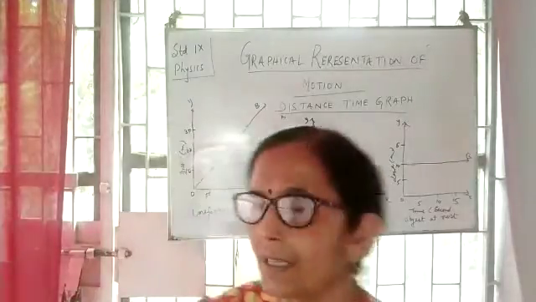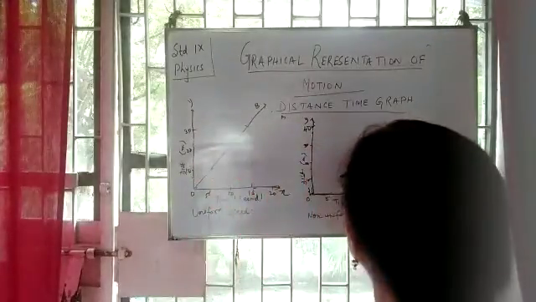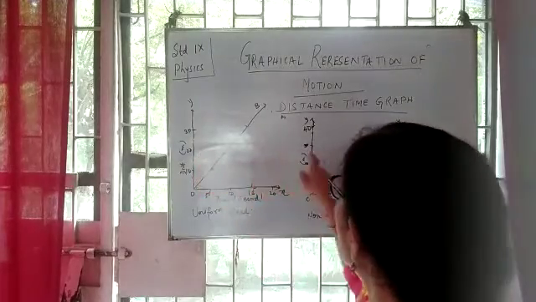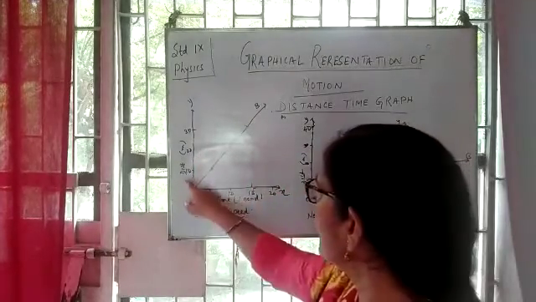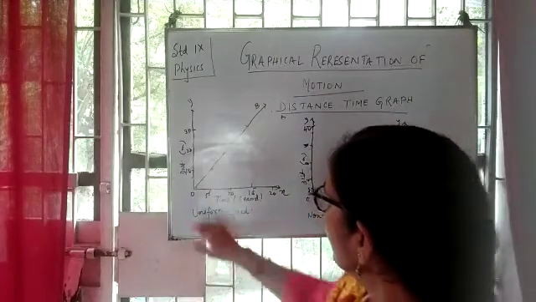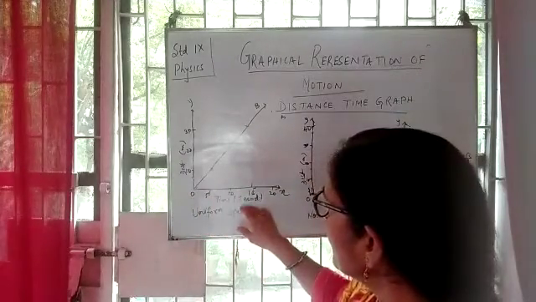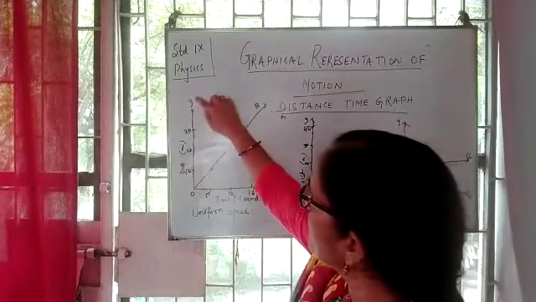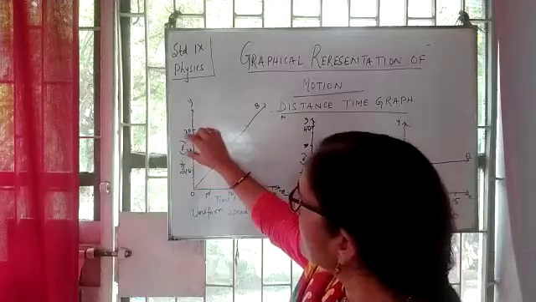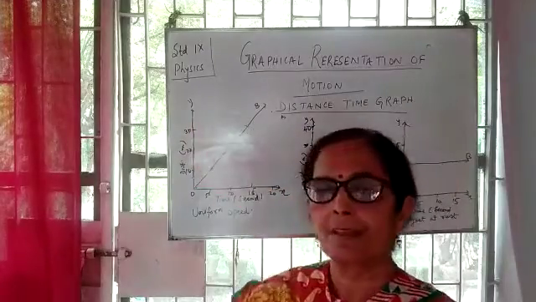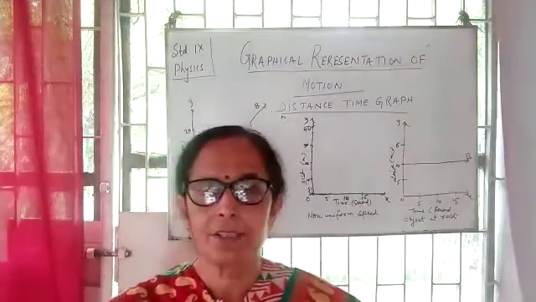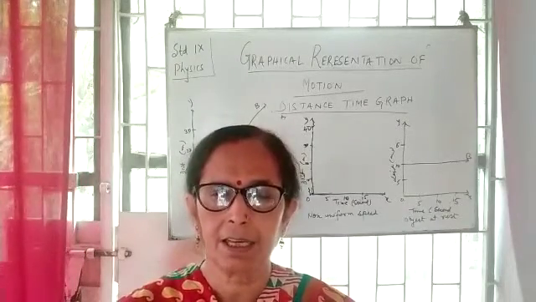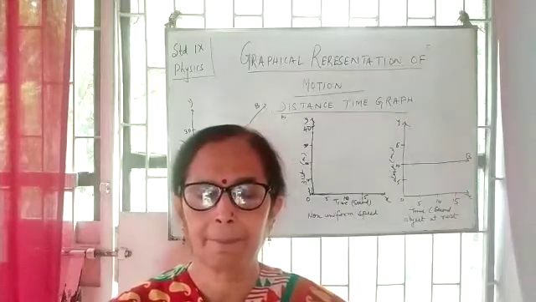Now you see, in all the three cases, I have just drawn the graph of distance and time. X-axis is time axis. Here time is represented in second. Y-axis is for distance and distance is represented in meter. You can select scale for time and distance according to your convenience.